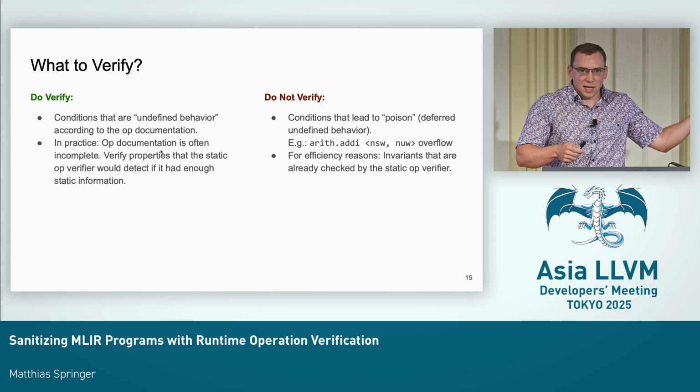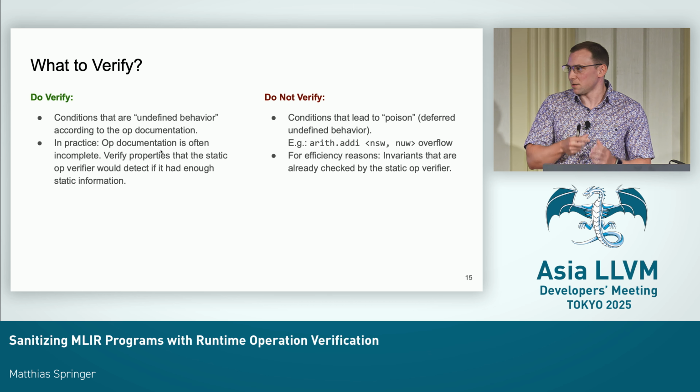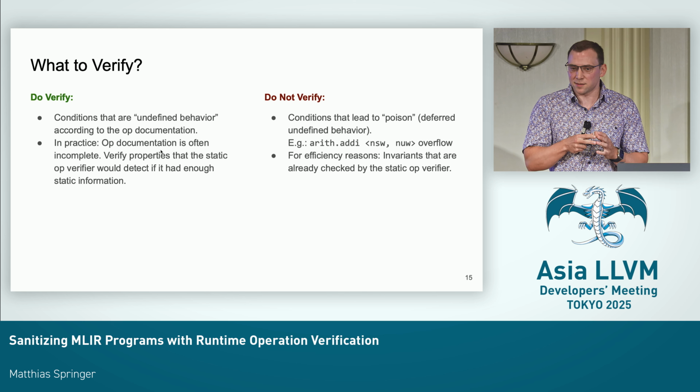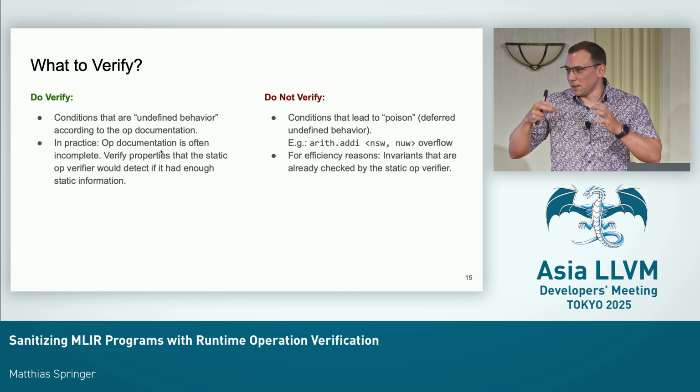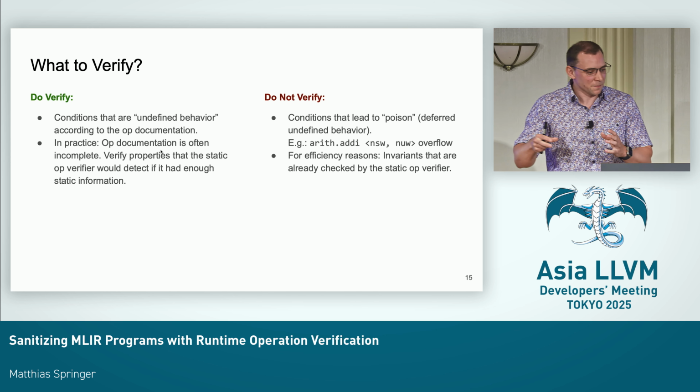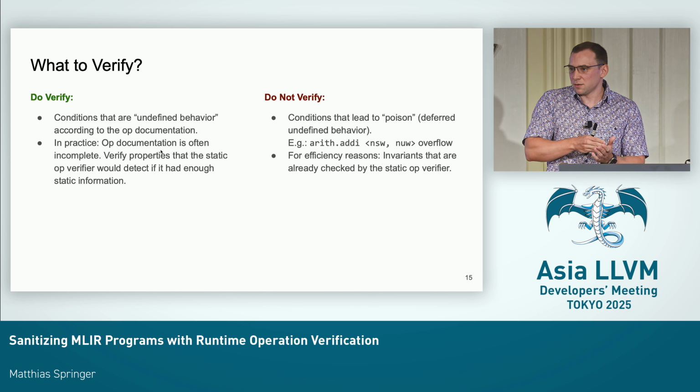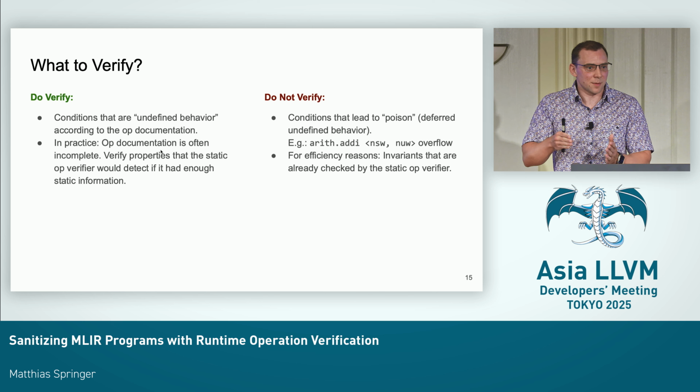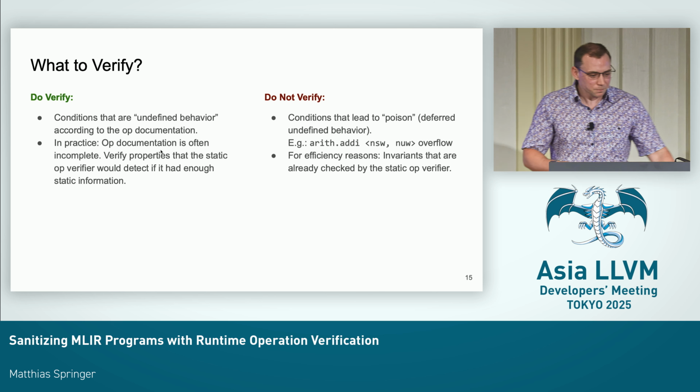That's what we had earlier with the extract slice, right? The static op verifier checks that the slice is in bounds when all the compile time information is there, when all the offsets, sizes and so on are static. Now translate that to the dynamic setting: just check the same thing based on actual SSA values.